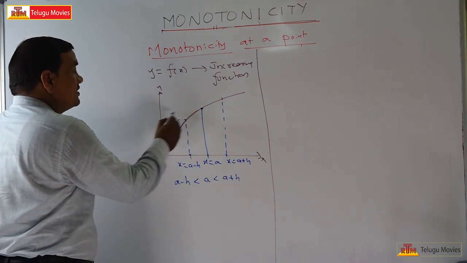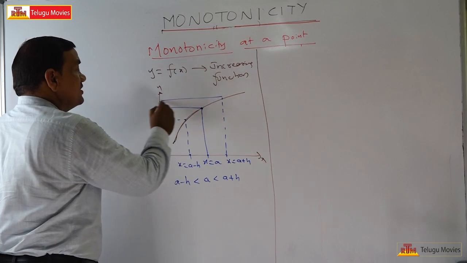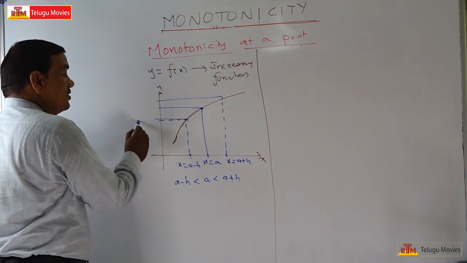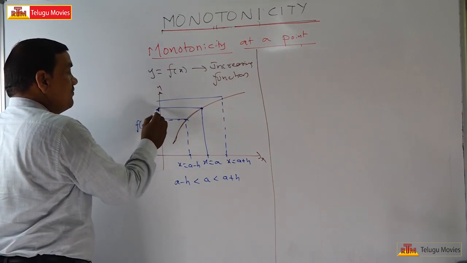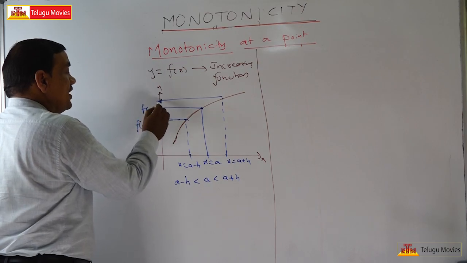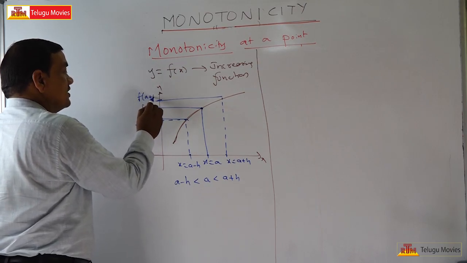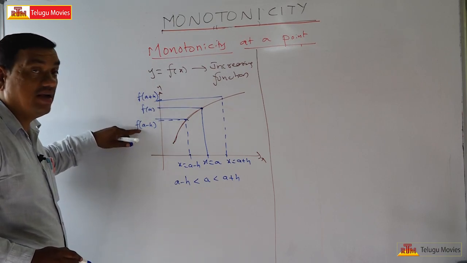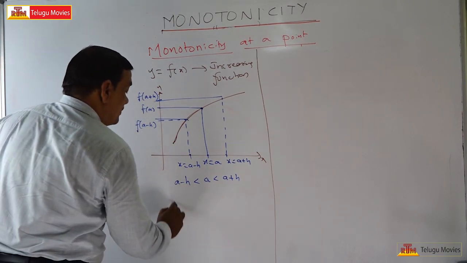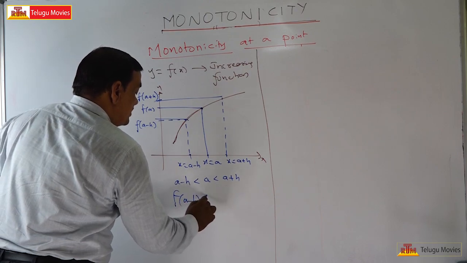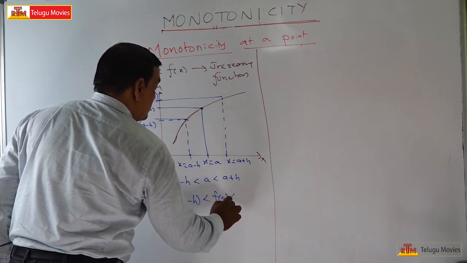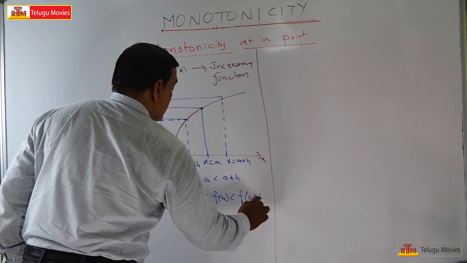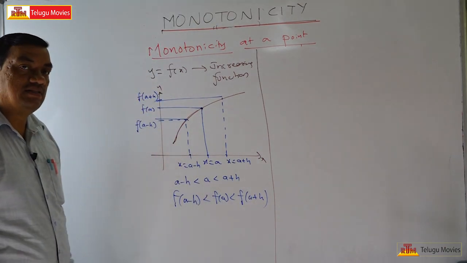Observe their images here. What do you observe here? So this is f of a minus h, this is f of a, and this is f of a plus h. That means f of a minus h is less than f of a, which is less than f of a plus h.